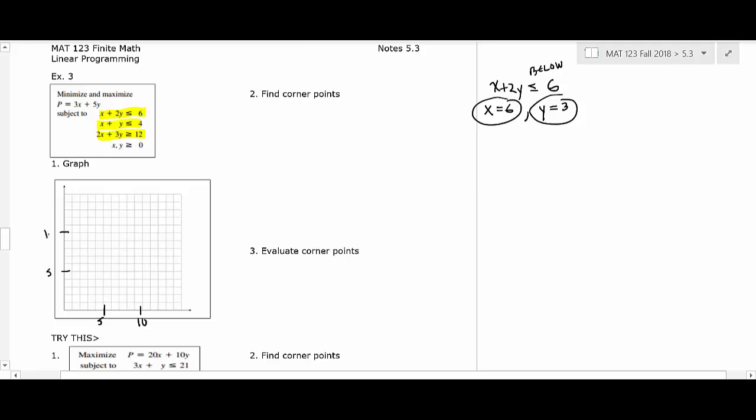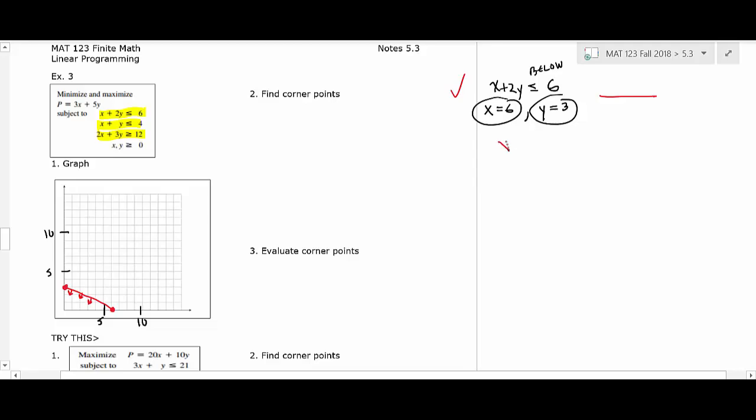Whenever you're doing the graphs on these, you want to be real accurate so that you can clearly tell where your feasible region is. So I'll do this one in red. I'm going to do an x-intercept at 6, a y-intercept at 3, and I'm going to be below. I'm going to put a few little arrows to indicate that it's less than, so I'm below. That already eliminates a lot of possibilities. Okay, so that's the first graph.